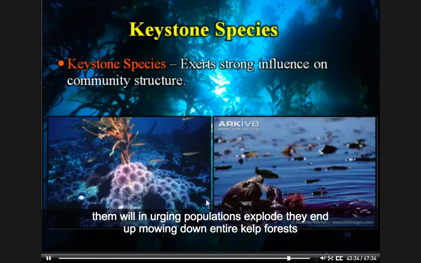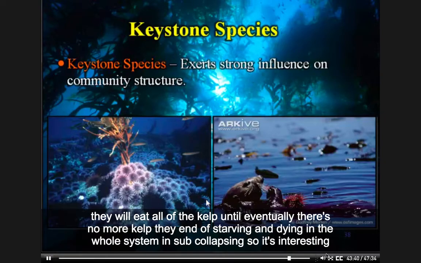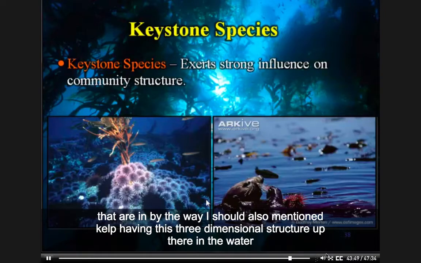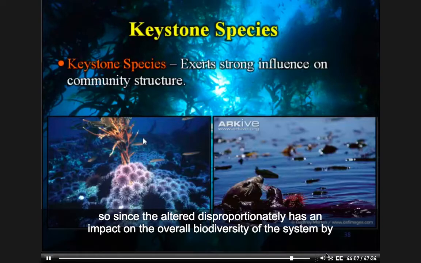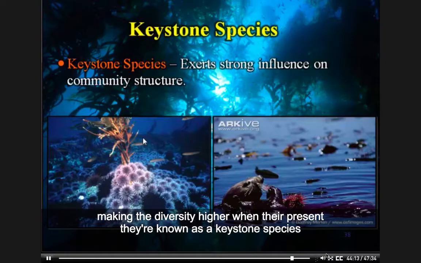Well, when urchin populations explode, they end up mowing down entire kelp forests. They will eat all of the kelp until eventually there's no more kelp. They end up starving and dying, and the whole system ends up collapsing. So it's interesting that, and by the way, I should also mention kelp. Having this 3-dimensional structure out there in the water actually enhances biodiversity by attracting other organisms to the kelp bed. When you don't have otters, that whole system collapses. So since the otter disproportionately has an impact on the overall biodiversity of the system by making the diversity higher when they're present, they are known as a keystone species.